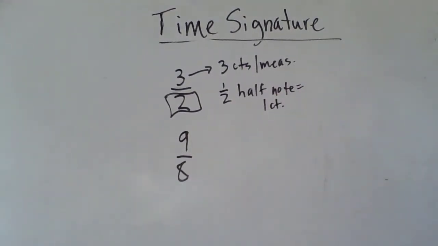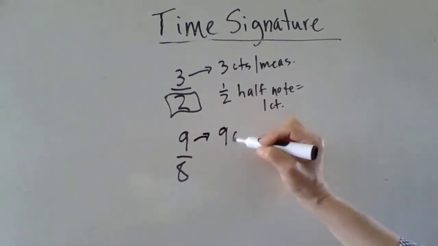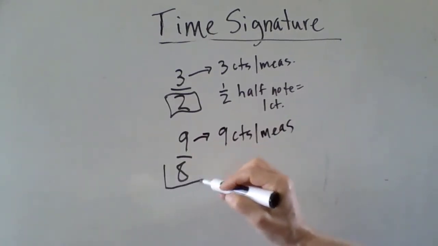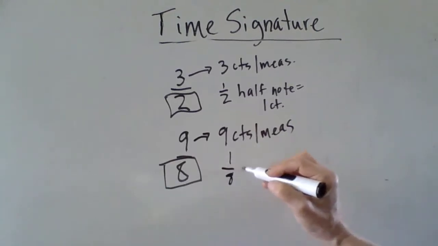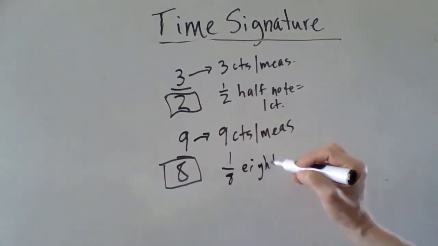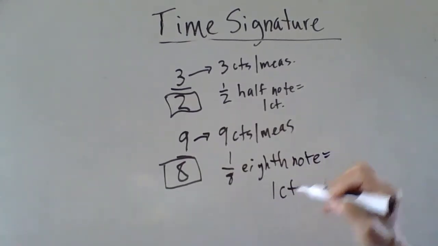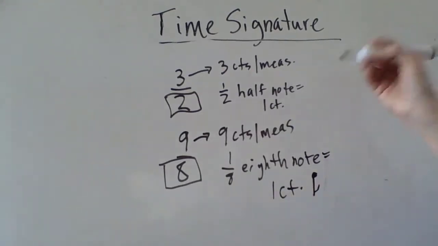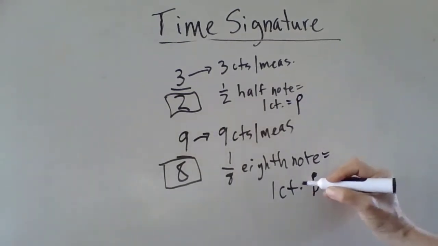Unless you were given some kind of notation to tell you to interpret it differently, this one would have 9 counts per measure. And what note would be worth 1 count? The 8th note would be 1 count, which is going to look like that, and up here it would be like that.